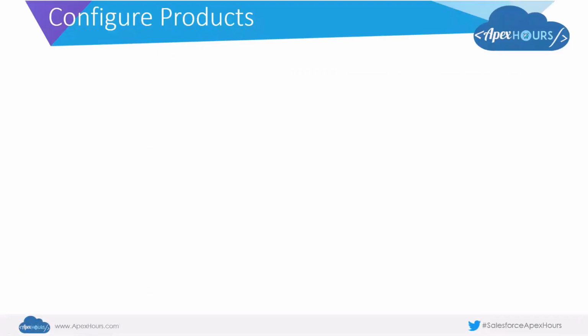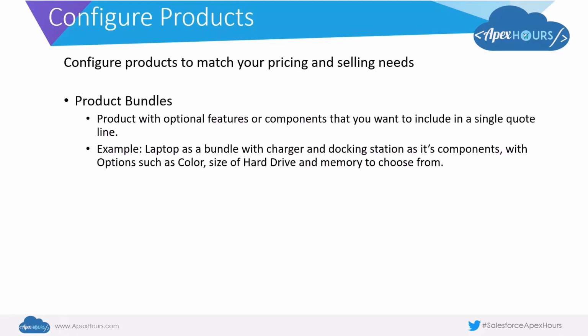Now, let us quickly look at how we configure products in Salesforce CPQ to match the pricing and the selling needs. You could configure products as product bundles. A bundle is a product with optional features or components that you want to include on a single quote line. Think of a laptop as an example here as a bundle. It comes with a charger and a docking station as its components. And it could have options like color or size of hardware or memory to choose from.